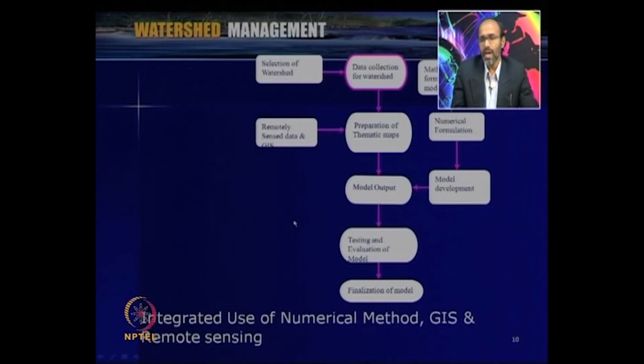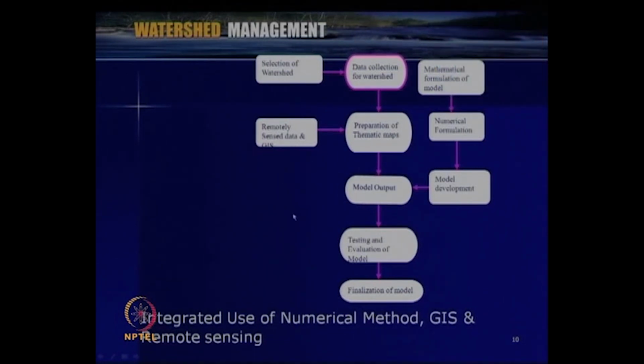Now, when we go for integrated watershed modeling using numerical methods, GIS and remote sensing, this shows a typical flow chart. The first step is the selection of the watershed. For the given watershed, we get the necessary available data, and simultaneously we can obtain the remote sensing data through satellites and then develop a GIS database.